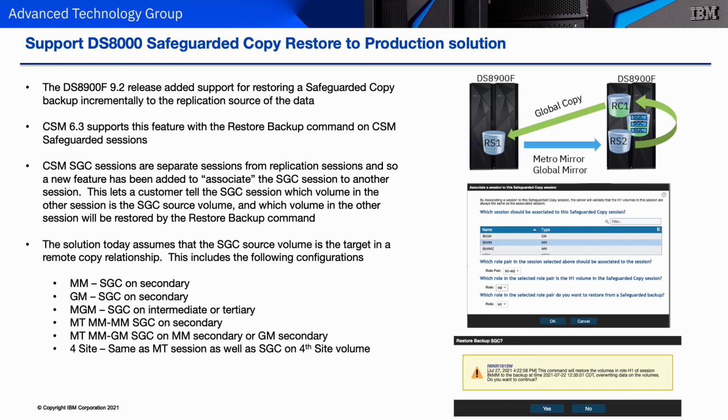How do we do this? Well, if you watched my last video, in 6.2.12 we actually introduced the ability to associate a safeguarded copy session to another session. What that 6.2.12 release did was first compare the volumes to make sure that all the volumes are the same, so that if the volumes weren't the same, you get a warning. Well, we've expanded on that, and now you can actually specify which volume in that other session is tied to this safeguarded copy source, and which volume you want to restore on that other session. So with that last question added, you can now say, hey, I want to restore such and such volume in that session when I do the restore command.